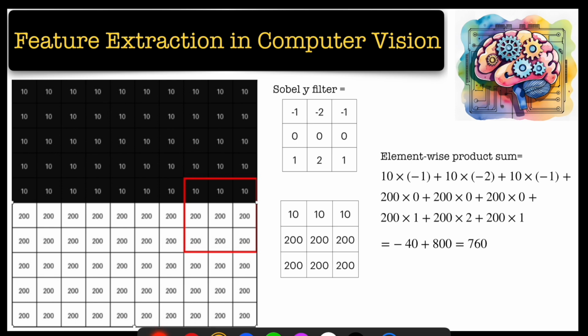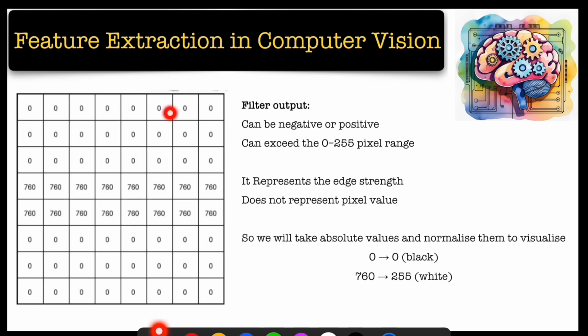Similarly, when the filter is here, right, or here, then also we'll get this higher value because the first row will give minus 40 and the third row will give 800. So we'll get a higher value. Our output will look something like this. In this part you see 0 0 and 0 0, which means the pixel values are similar, and here this output is higher, right? So that means there are some edges.